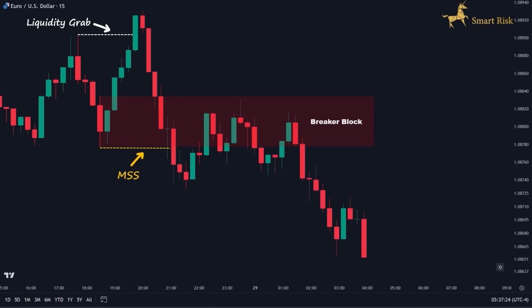As seen, the price initially moves upward and pauses temporarily within the breaker area. After accumulating more buy orders, it finally gains momentum and pushes downward.